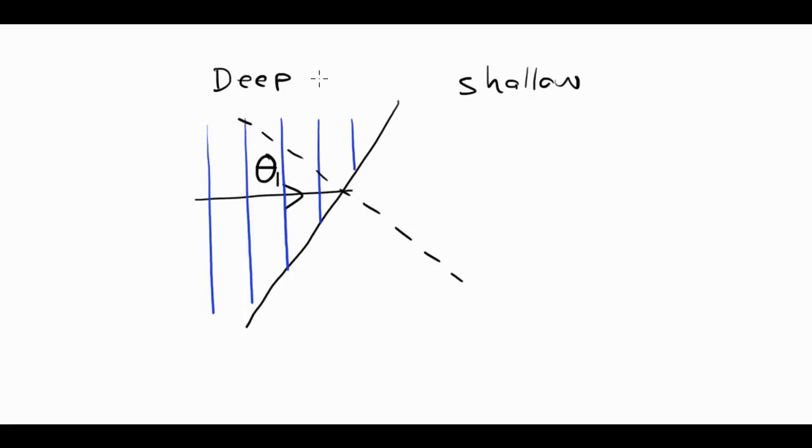Again, just like in light, because we are going from deep to shallow, the water wave in this case is going to slow down. And when a wave slows down, it will always bend towards the normal, which means this wave is going to bend at an angle like that, where theta 2, the angle of refraction, is smaller than the angle of incidence. Theta 1 is greater than theta 2. Because when you're going from deep to shallow, the wave slows down, and when the wave slows down, it always bends towards the normal.